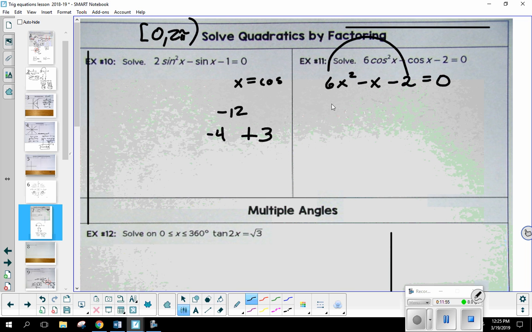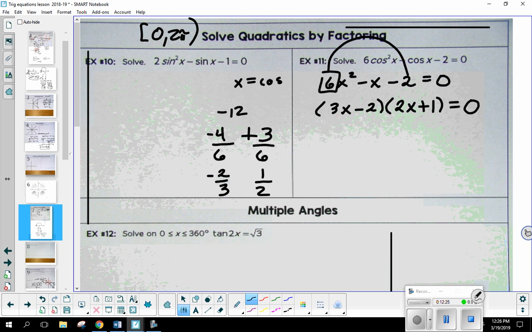What do I do next? Oh, my bad. Add 6 under. Okay, so we'll divide by that leading coefficient, over 6, over 6. So now we'll reduce. What's negative 4/6? Negative 2/3. 3/6? 1/2. Okay. Now remember, we're still going to do this in terms of x. So what would negative 2/3 give me for a group? 3x minus 2. And then what's the other one? 2x plus 1 equals 0.